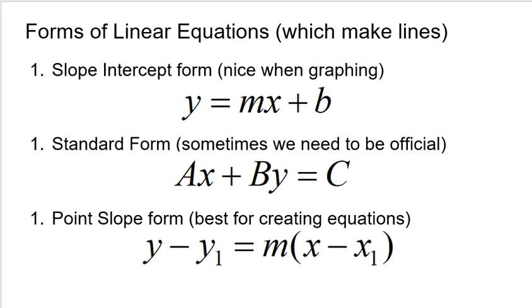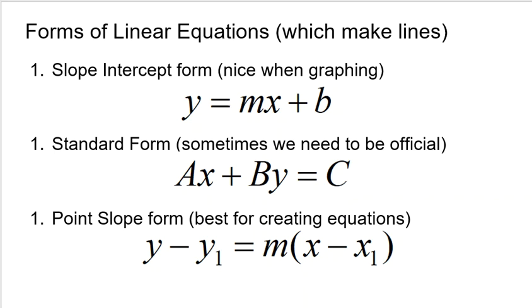It's decent form. Obviously, it takes really 2 steps to turn standard form into slope-intercept form. All you have to do is subtract the ax to the right-hand side and divide everything by b, and then boom, the y is by itself.